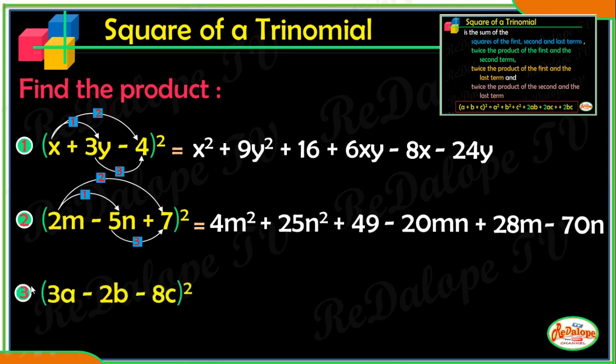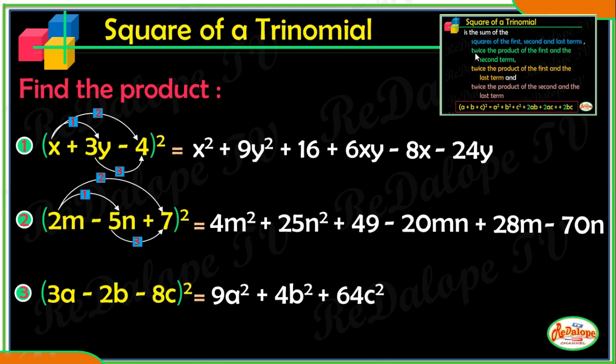For the next problem we have the quantity of 3a minus 2b minus 8c, raised to square. So square the first, the second, and the last term. So we square 3a, so that is 9a squared. Square negative 2b, so that is positive 4b squared. Square negative 8c, so that is 64c squared.